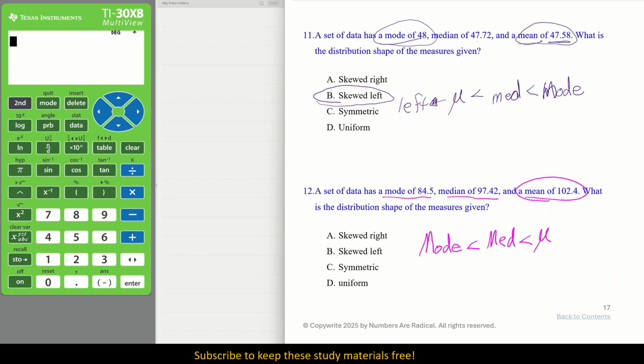Let's use our mu. And that implies that this data is skewed to the right. So in this case, we would select A.